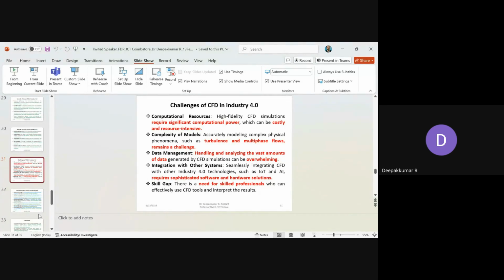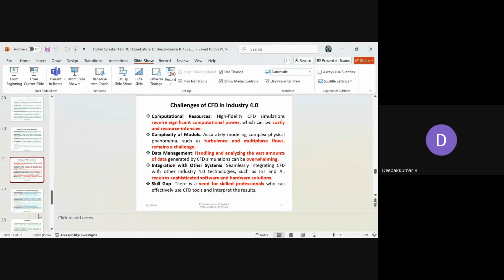One is computational resources. Obviously, high-fidelity CFD simulation requires significant computational power, which can be costly and resource intensive. In all industrial-level problems, it needs very high-end computers, whereas in academic-level fundamental research, we can go with some low-end configuration. But all industrial processes involve a huge number of elements and finite volumes, so that requires more computational power.